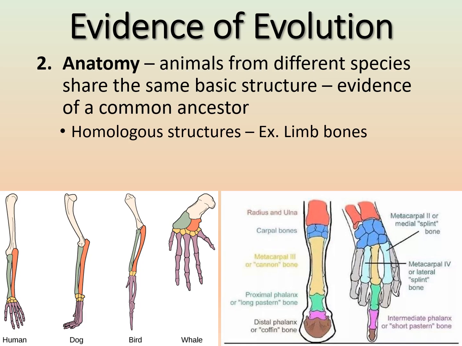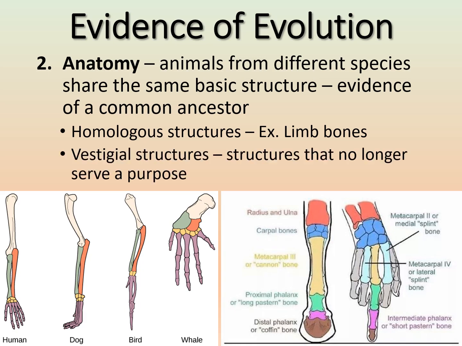We've also seen this in vestigial structures as well. Vestigial structures are structures that no longer serve a purpose. So you may find a vestigial structure in an animal and say, why do they even have that anatomical structure? Because it no longer serves a purpose. Well, it just proves that maybe an ancestor of that species did have that structure and it did serve a purpose at some point.